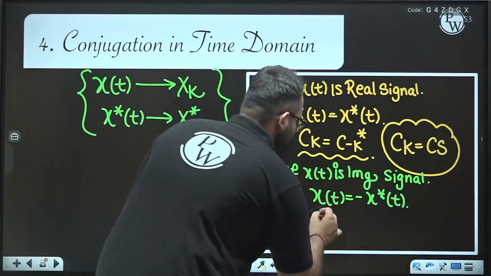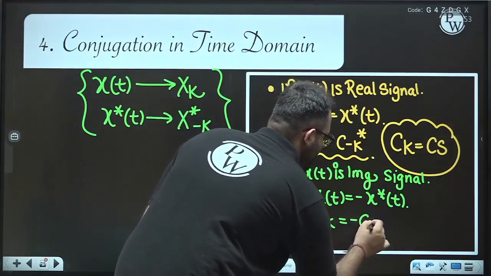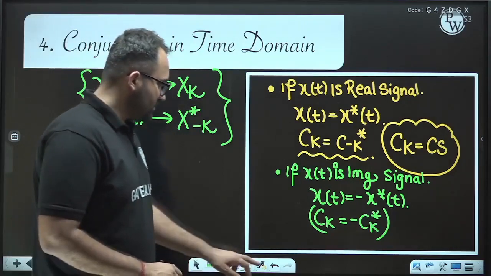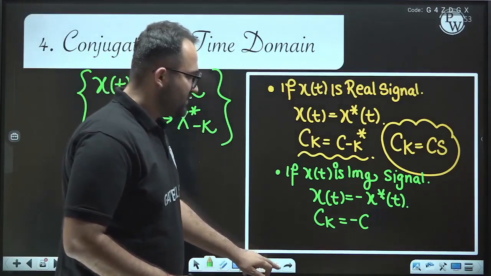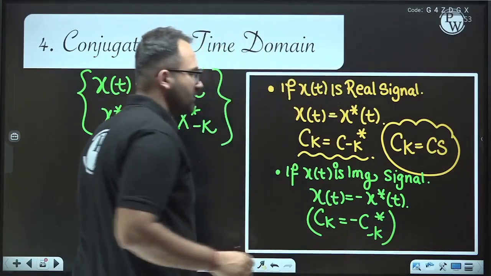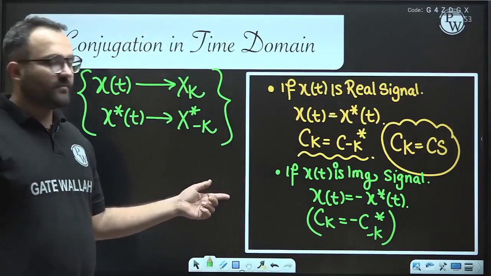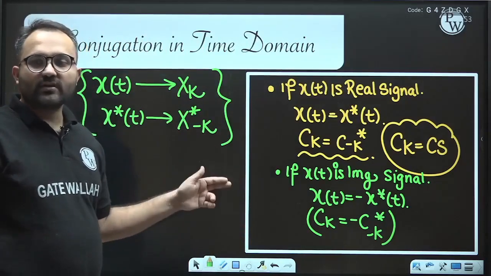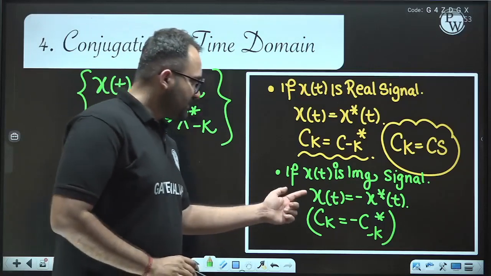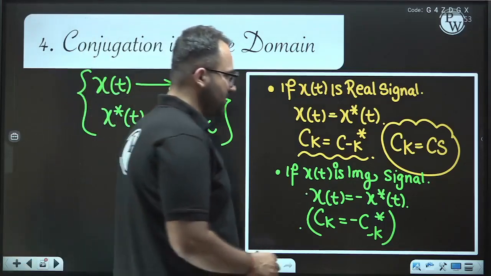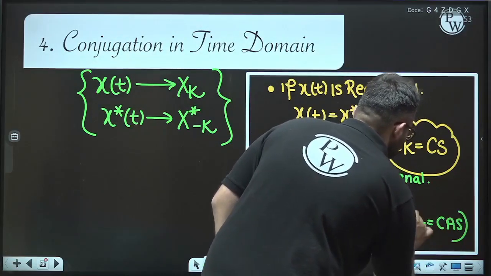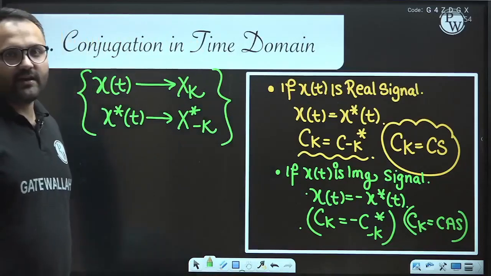So here the property will be c_k is equal to minus c minus k conjugate. So what is the property here? The property is conjugate antisymmetric. I hope you all remember these properties told in chapter 2. So if the signal is imaginary, the Fourier series is conjugate antisymmetric.